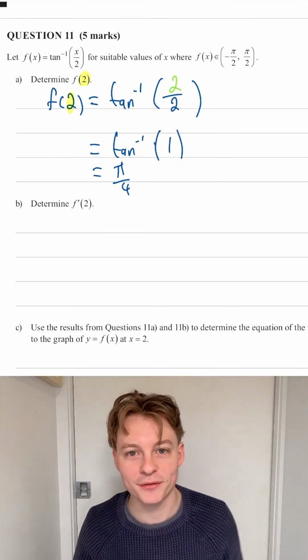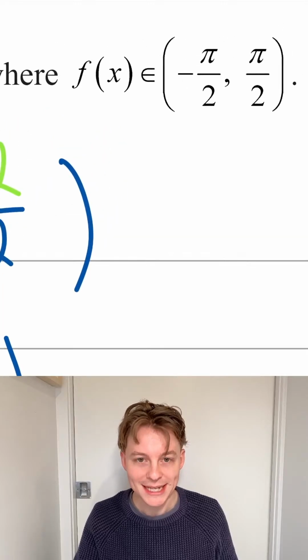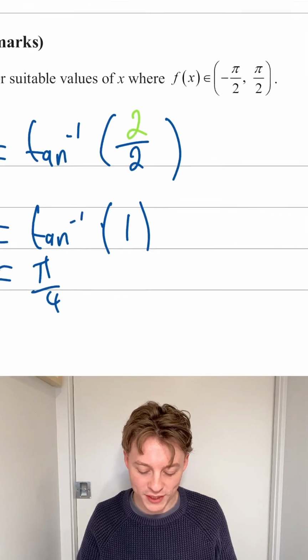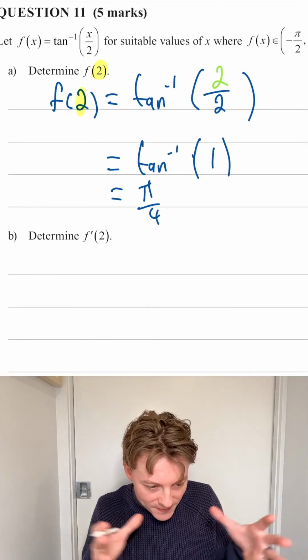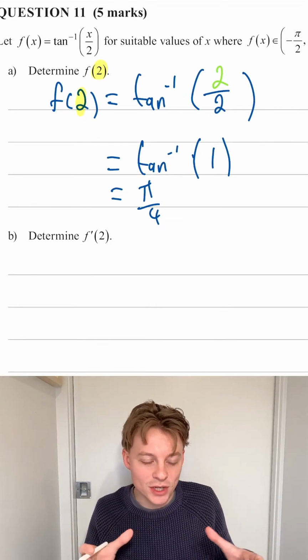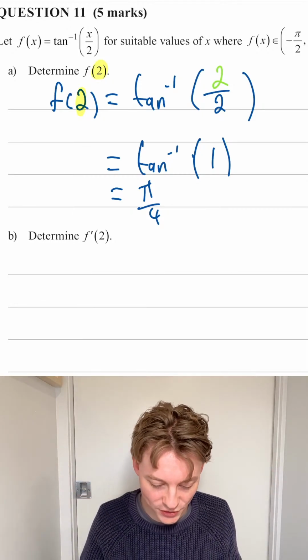We get an answer of pi on 4, and the value of my function should be between negative pi on 2 and pi on 2. Well, a quarter fits perfectly between minus a half and a half. So everything's kind of working out. If you guys have any questions, feel free to fire them away into the chat, and I'll do my best to answer those as soon as possible.